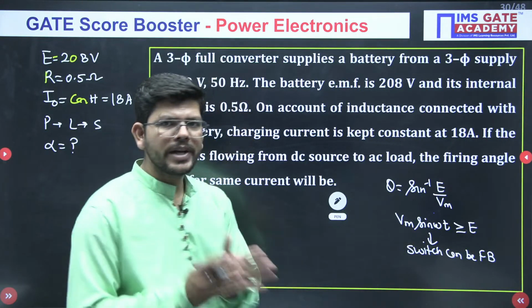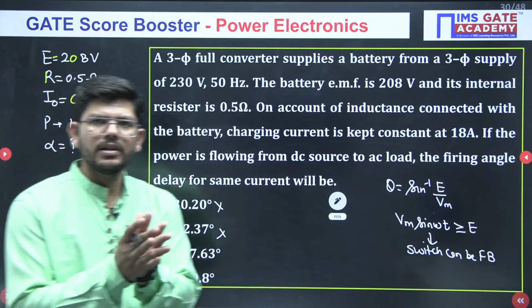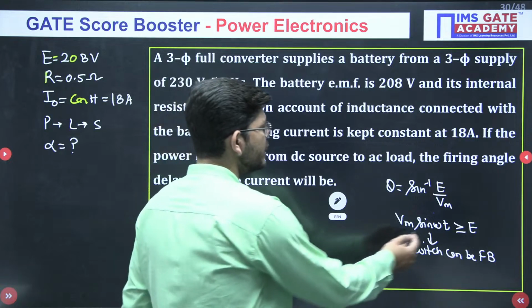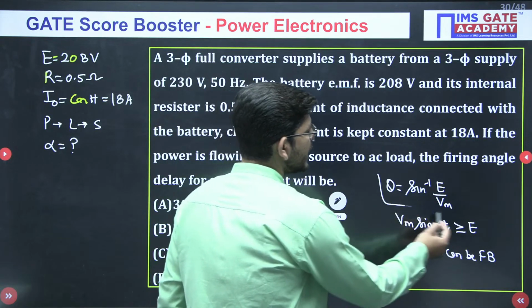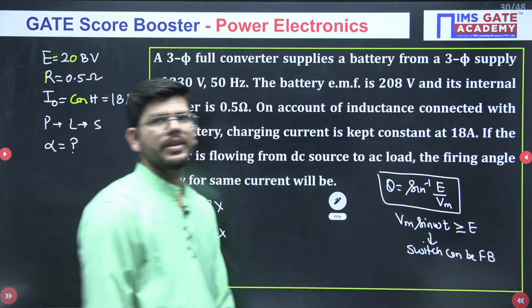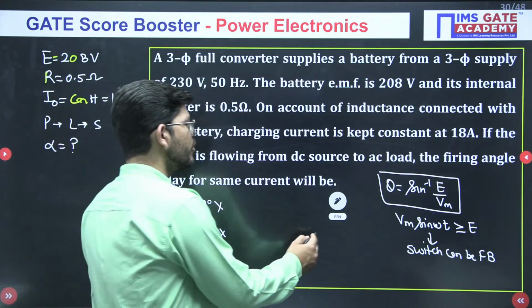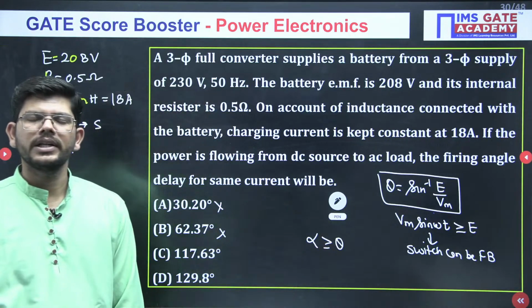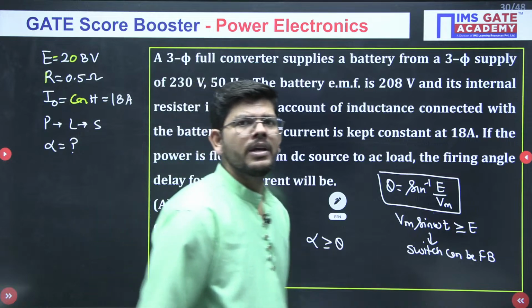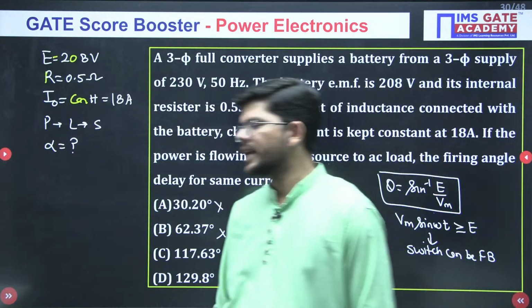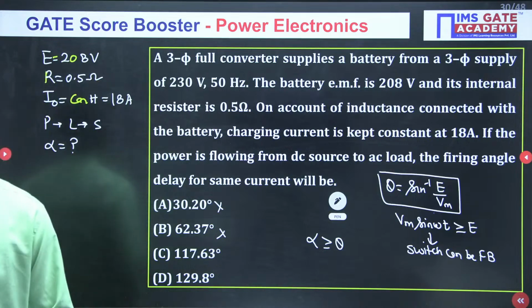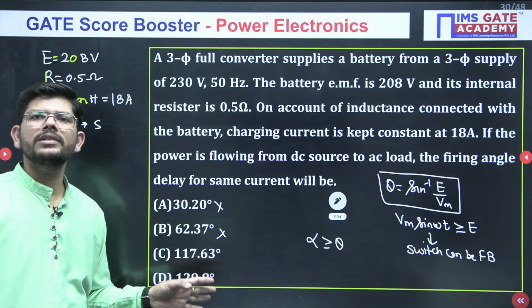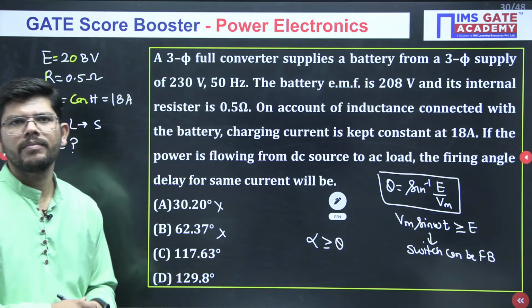So what is that particular moment where your firing angle should be, where your voltages are getting equal? If you are calling this omega t to be theta, theta will be sine inverse E over Vm. So your firing angle should be at least greater than or equal to this theta. Is that clear, Aryan? E and Vm are given to you, so you can calculate in this way. So what is the answer for this question? Nilmesh has given answer D. Aryan, what is your answer?